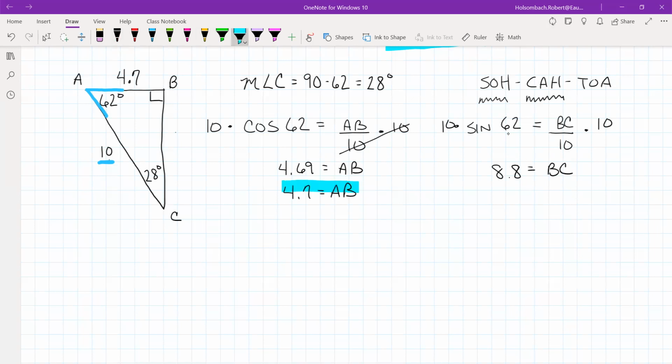So here's AB, here's BC. Now, kind of a quick check. Remember, the hypotenuse in a right triangle always has to be the longest side, okay? So make sure if you're solving for the legs of the right triangle, that they're both less than the hypotenuse. Everybody okay with that?